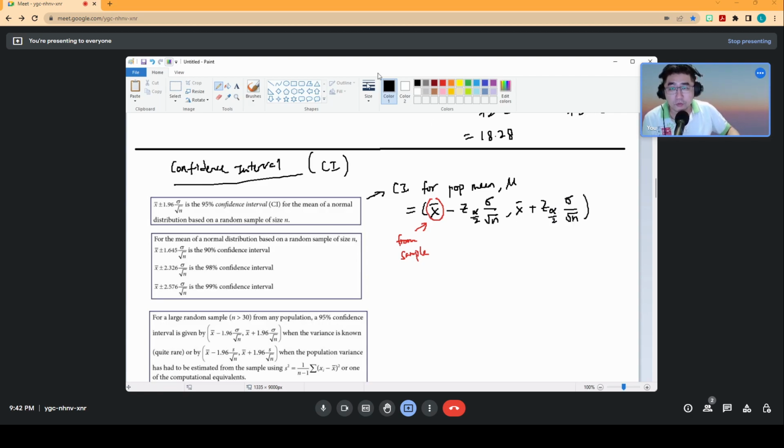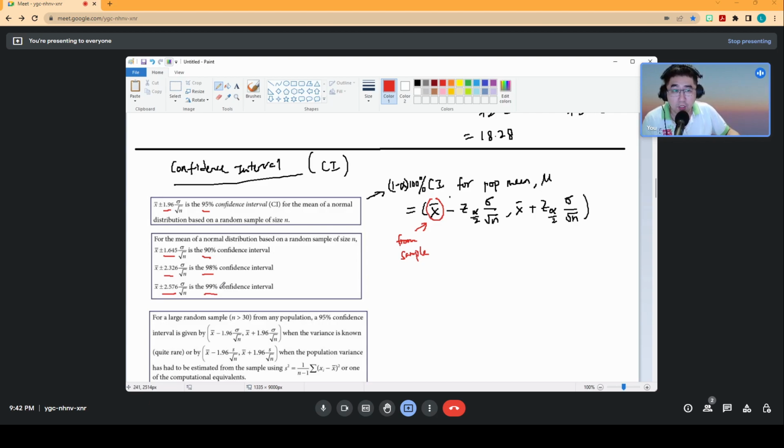Okay, it's an interval. So this is the 1 minus alpha times 100% CI for population mean. So this is how it looks. 1.96 here corresponds to 95%, 1.645 is 90%, 2.326 is from 98%, 2.576 is from 99%.